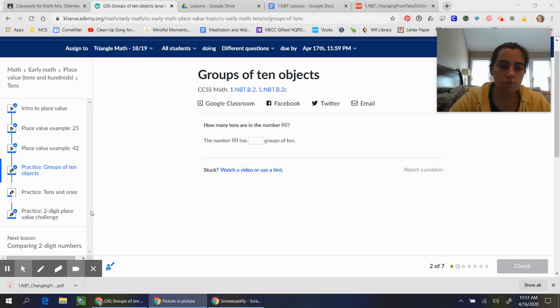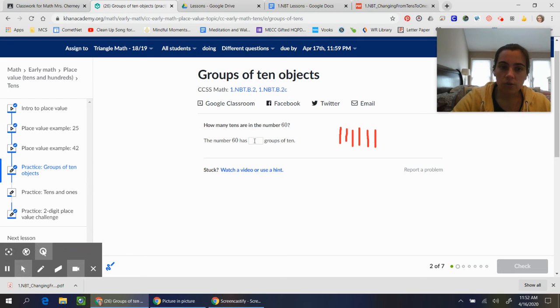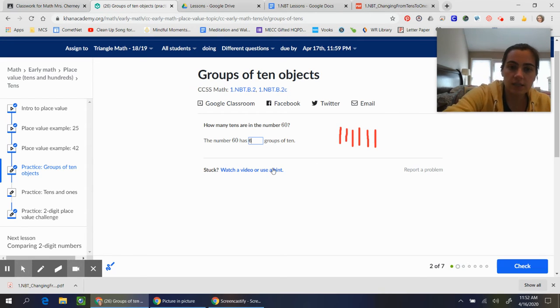Okay, so I'm going to go ahead and draw and get my little handy pencil here. And I'm going to draw out 60, what that would look like. 10, 20, 30, 40, 50, 60. Okay, so I've drawn out my tens. Now I just need to figure out how many tens did I draw. 1, 2, 3, 4, 5, 6. So I know that the number 60 has 6 groups of 10. And I can check my answer. Yep.